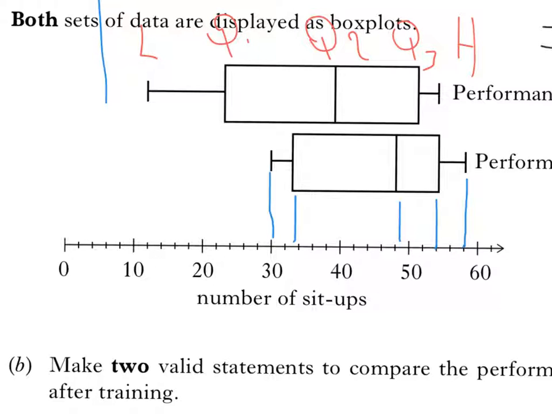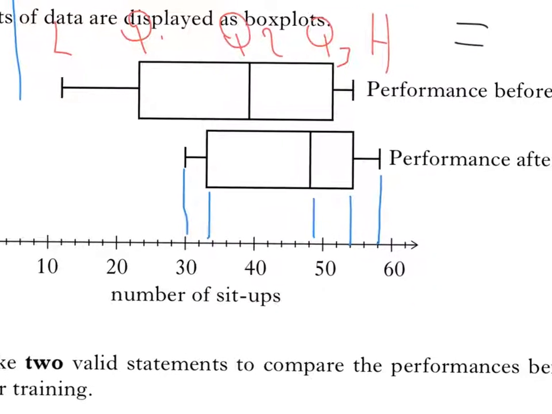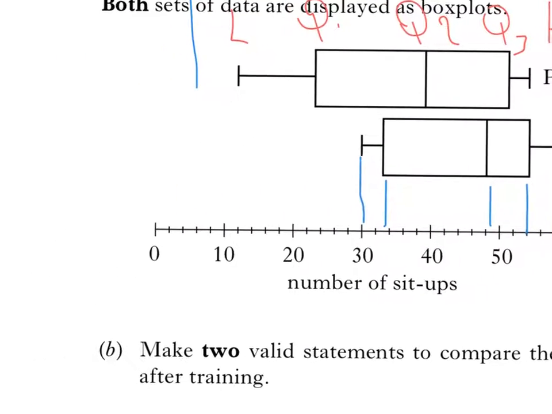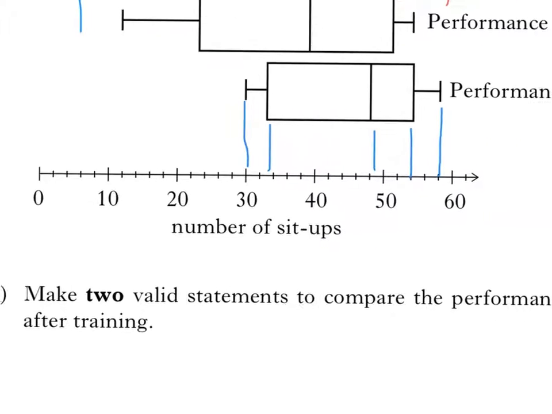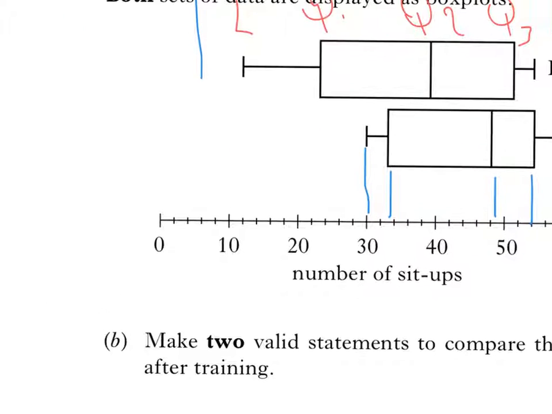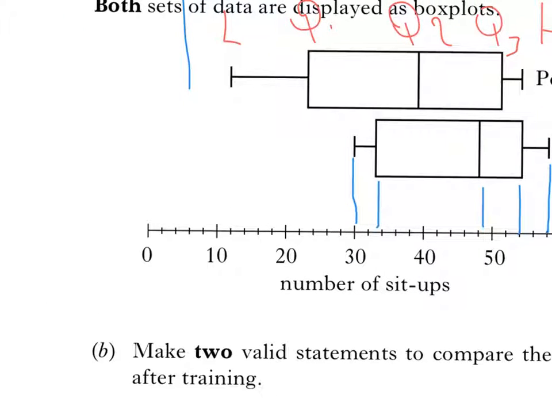Here's similar information given by the blue lines for performance after training. So make 2 valid statements to compare performance before and after training. So what I'm going to do here is compare SIQR before and after. So the first SIQR was 14. So for the second SIQR, I'm going to just identify Q1, Q2 and Q3 again.